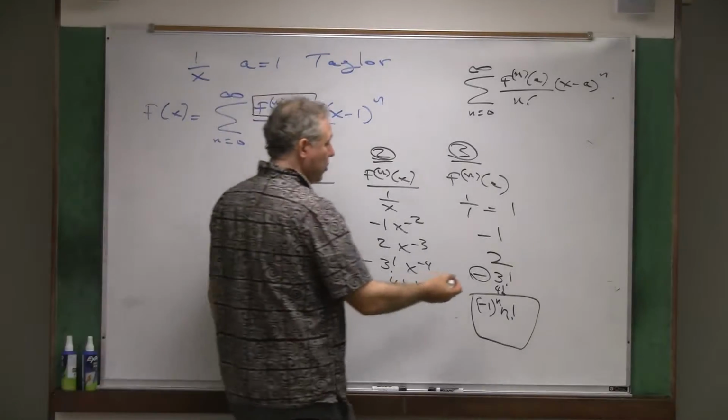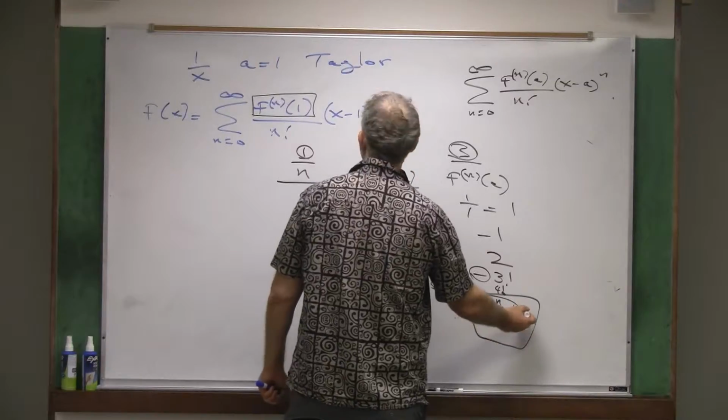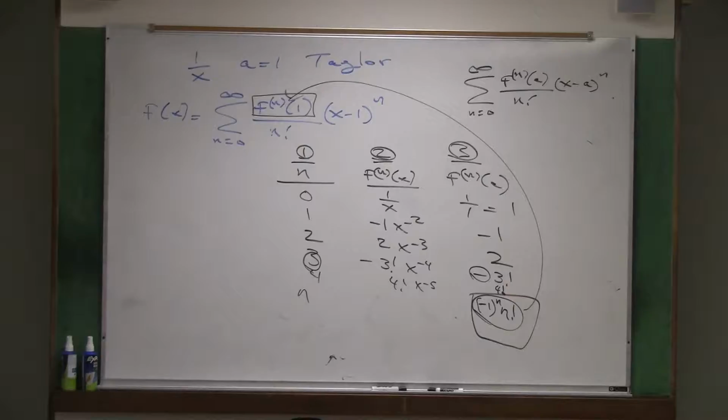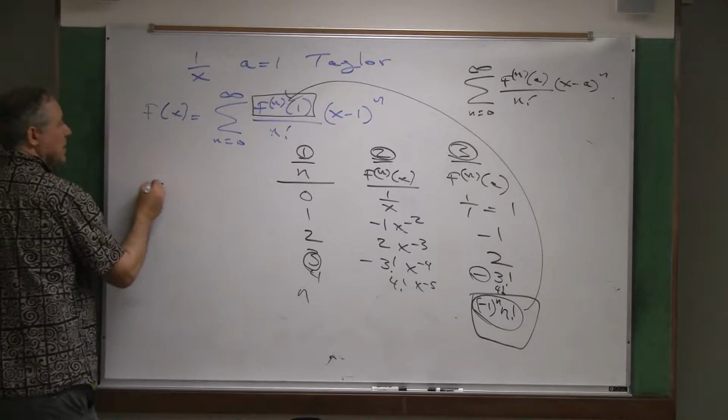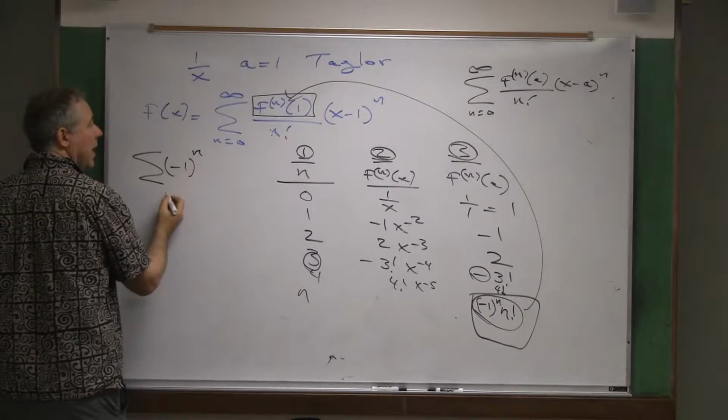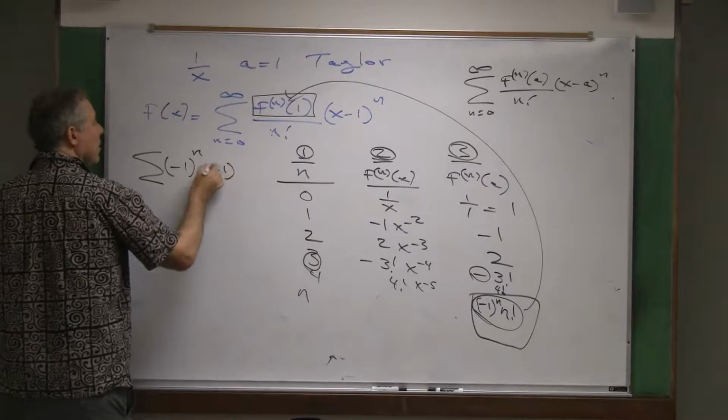All you've got to do is take this and throw it in the box, and the n factorials cancel, so we're just getting the series of (negative 1) to the n, times (x minus 1) to the n.